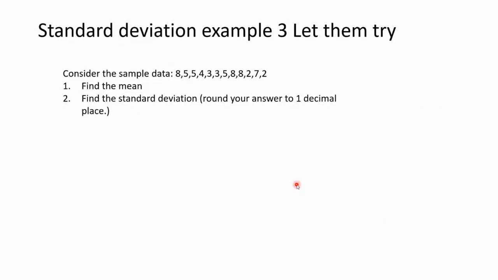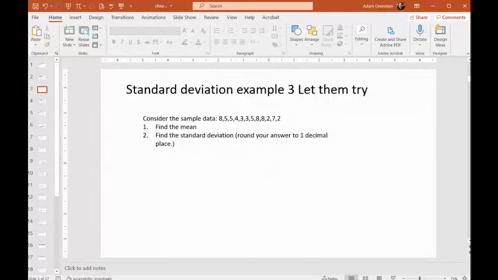Okay, so for this one, I want everyone to try this one. And again, what you're going to do is, you have sample data, you're going to find the mean, and you're going to find the standard deviation. Maybe it's a little redundant for me to say find the mean, because for the standard deviation, you need the mean. So I want everyone to try that out now for a little bit. I'm going to pause the clock, stop the recording. But I want everyone to try that out for a bit.